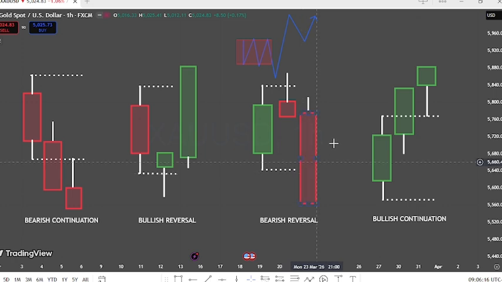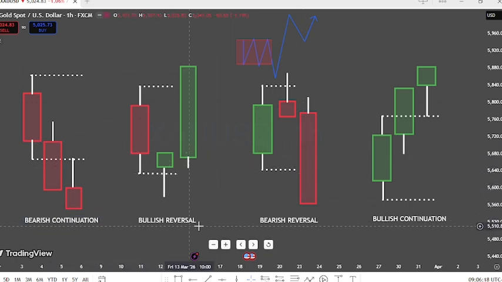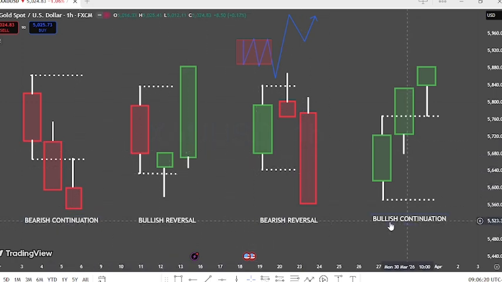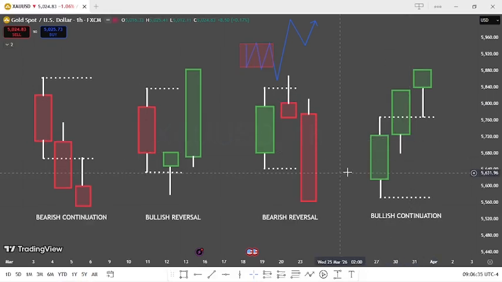So basically, these are the types of CRT setups: bearish continuation, bearish reversal, bullish reversal, and this is a bullish continuation. And I will show you a full example for these setups when I am done illustrating the structure for you.